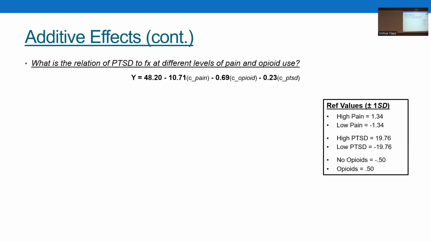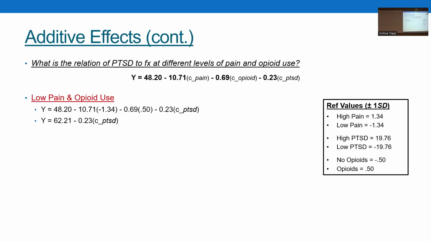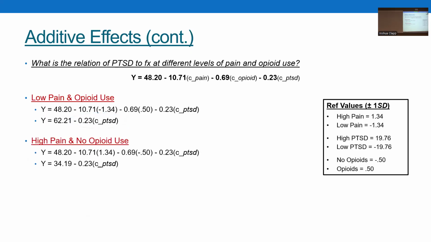So let's change things around. What if we want to look at the relation of PTSD at different levels of pain and opiate use? Again, we've got our model. I go low pain and opiate use, so I plug in values for people who are using opiates, low levels of pain. Here's the effect I get. My coefficient for PTSD is negative 0.23. It's the same thing it was in my base model. And I can say high pain and no opiate use, plug different values in, and I'm still getting the same association.